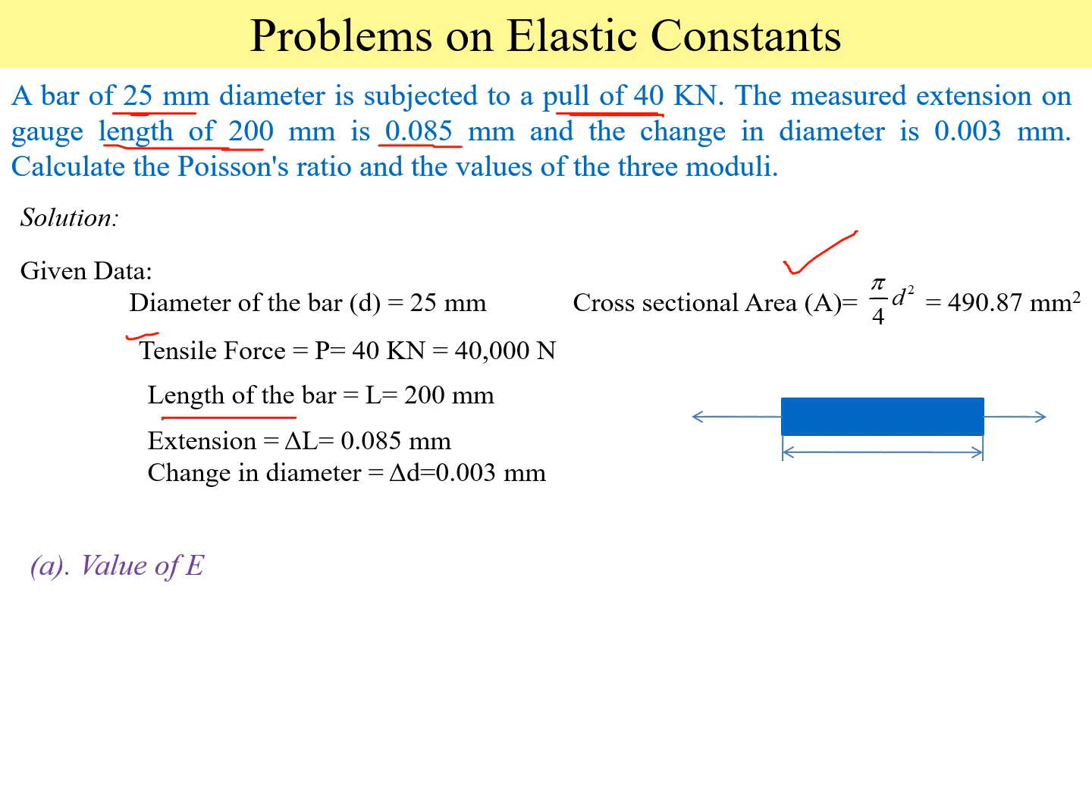Then first we have to calculate the Young's modulus. For this, first we have to determine the linear strain. We know the formula, linear strain is stress divided by the Young's modulus. Here stress is load divided by the area. Load is given and cross sectional area is also given, so we substitute them. Then the linear strain, epsilon 1, equals 81.49 divided by E, capital E.